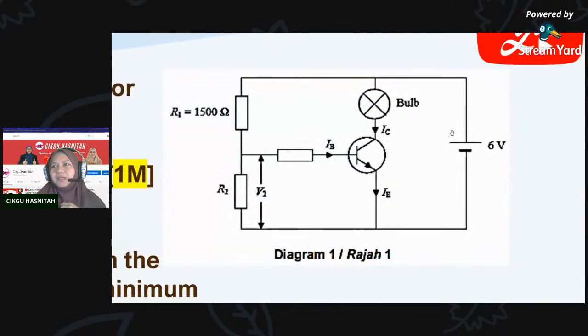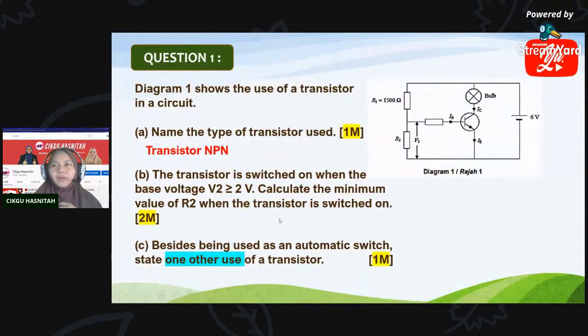Okay, you go back to the circuit again. This is our potential divider. How much voltage supply to the potential divider? We supply with 6 volt to the potential divider of R1 and R2. R1 is given 1500 ohm. So you have to find the minimum value for R2 when the transistor is switched on.